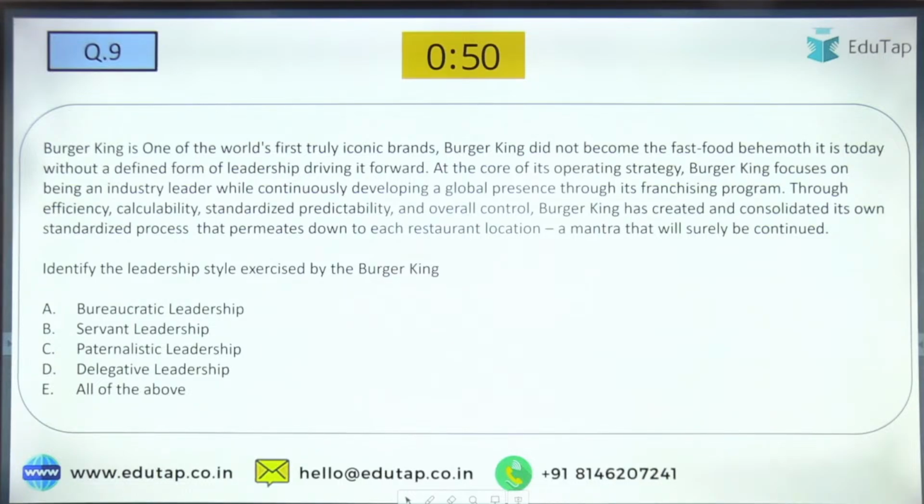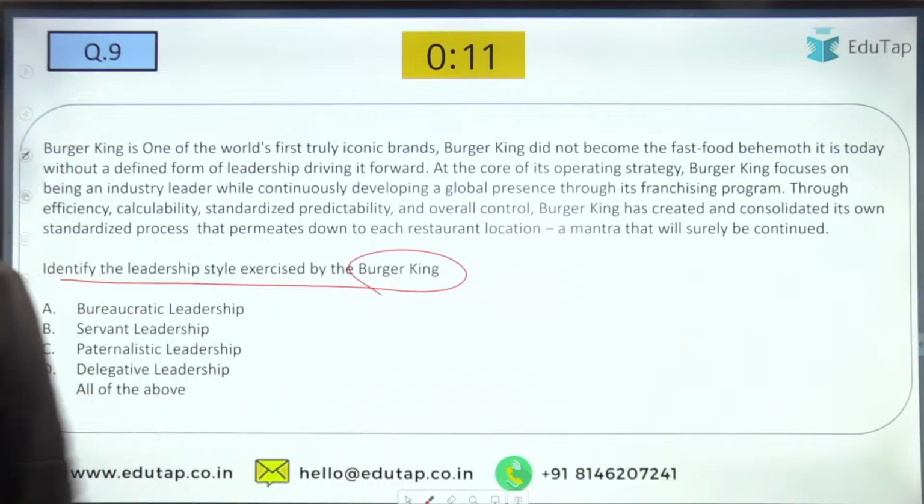Burger King is one of the first truly iconic brands. Burger King did not come up with the fast food. Burger King did not become the fast food behemoth as it is today without a defined form of leadership driving it forward. At the core of its operating strategy, Burger King focuses on being an industry leader with a continuously developing global presence through its franchising program. Through its efficiency, calculability, standardized predictability, and overall control, Burger King has consolidated its own standardized process that permeates down to each restaurant location, and this mantra will surely be continued forward. Identify the leadership style opted by Burger King.